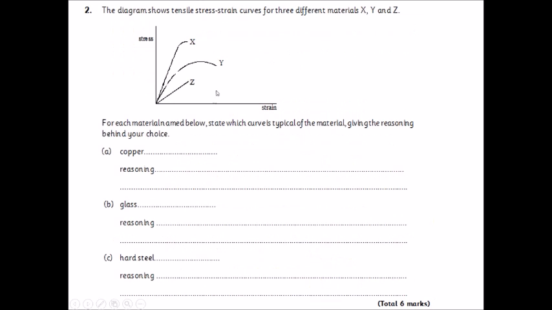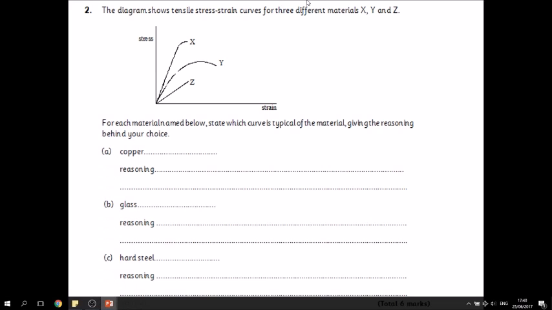Okay, our second question, we've got 3 different materials here, copper, glass and hard steel. Which is which in terms of these 3 lines? Well, hopefully you've seen enough now to know that this ductile material is copper. So we need to know that copper is a material you can draw out into wires, for example. That glass, if you break a piece of glass, you can glue the bits back together again. So glass is Z, we can see it's a brittle material, there's no plastic deformation.